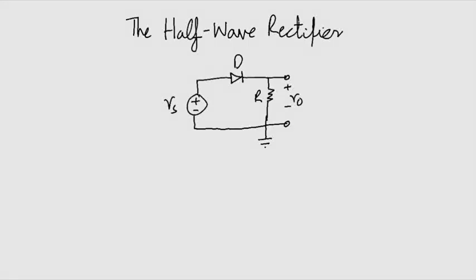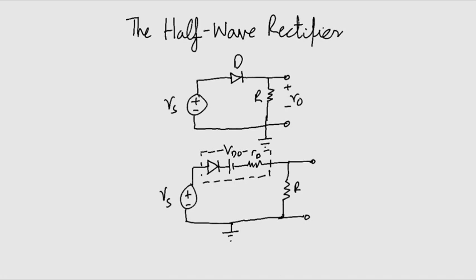This circuit is the half-wave rectifier. For an ideal diode, it conducts for half the cycle and does not conduct for the other half. For a real diode, we can model it by the battery plus resistance model, that is the piecewise linear model.